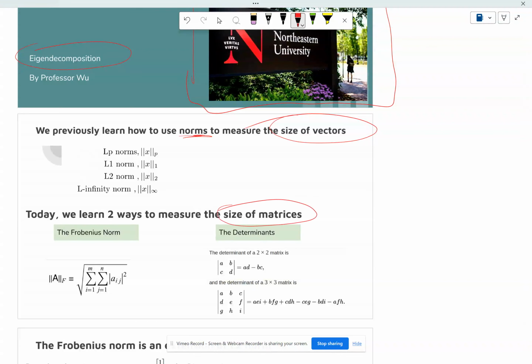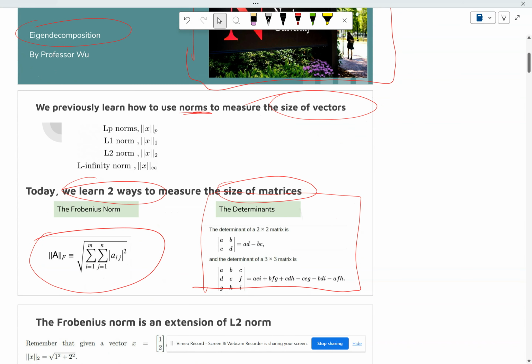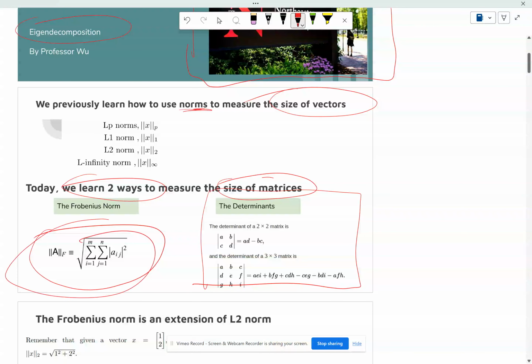There are more than two ways, but two basic ways: one is called the Frobenius norm, and the second one is called the determinant. Both of them will give you a number, and it's a way of measuring the size of the matrix.